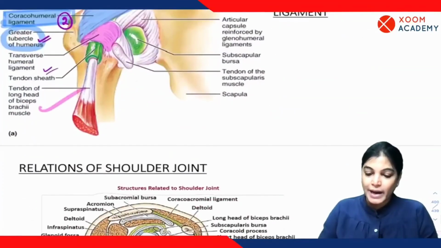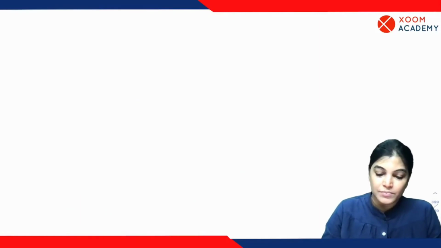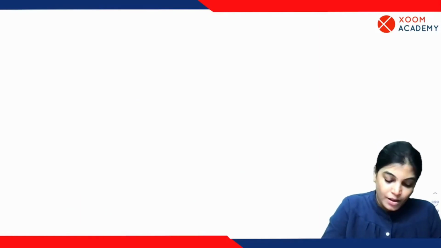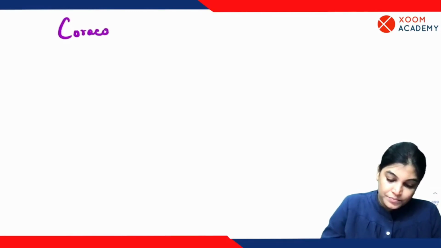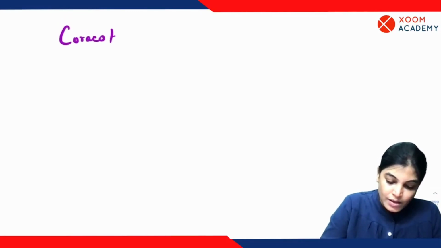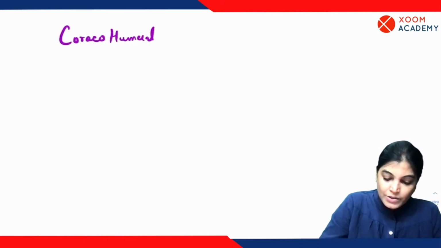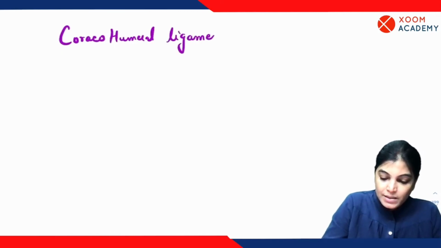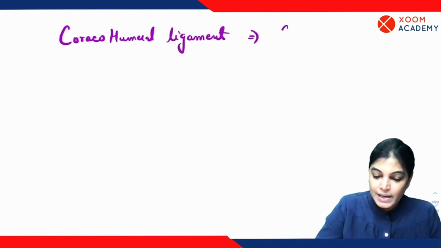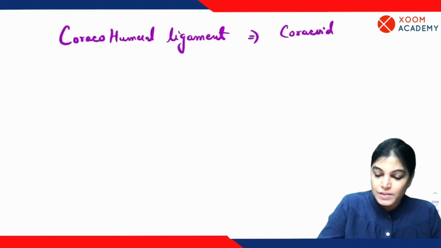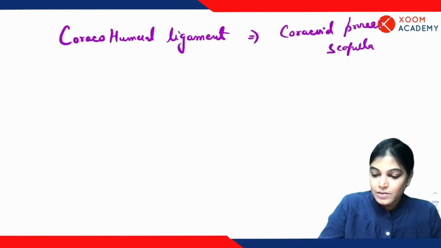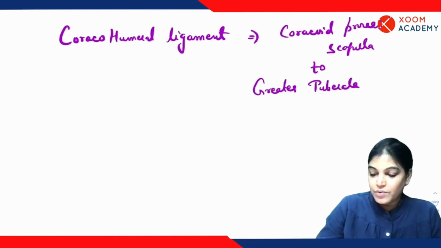I would like to write a few lines about these ligaments, so please write down. Coracohumeral ligament: when I talk about the coracohumeral ligament, it is connecting the coracoid process of the scapula to the greater tubercle of the humerus bone.